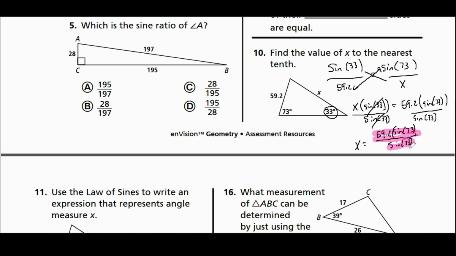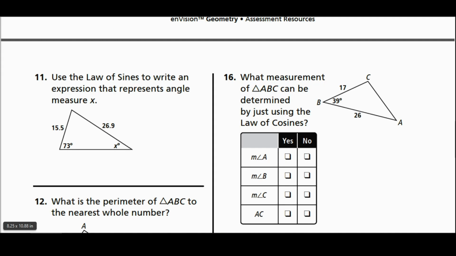It says it's to the nearest tenth. Let me actually write it out so we can see it. This is going to be equal to 103.94. This 4 tells me to keep the 9, so I'm going to have a final answer of 103.9.